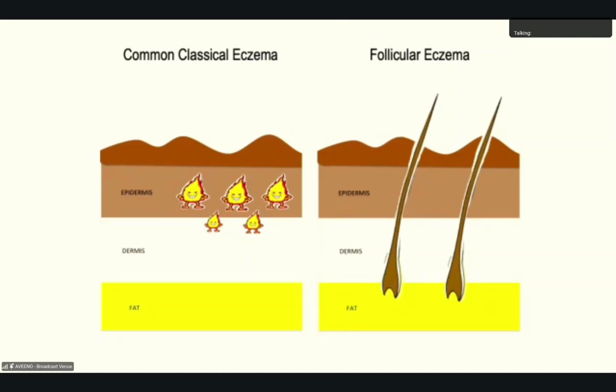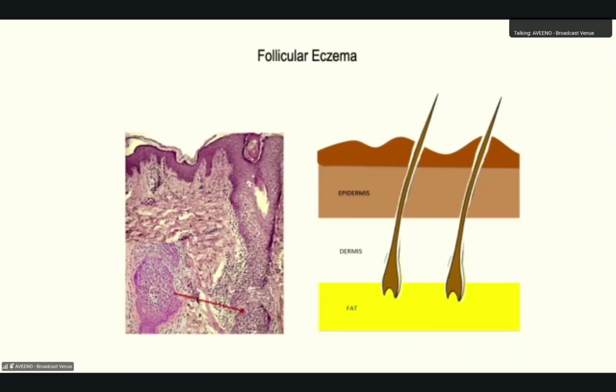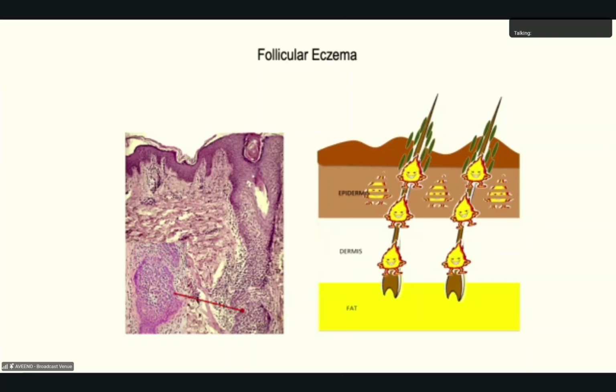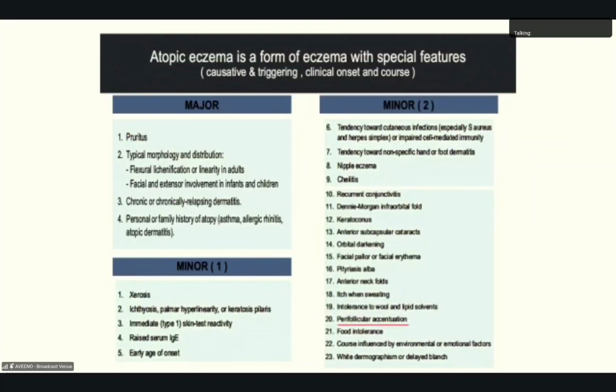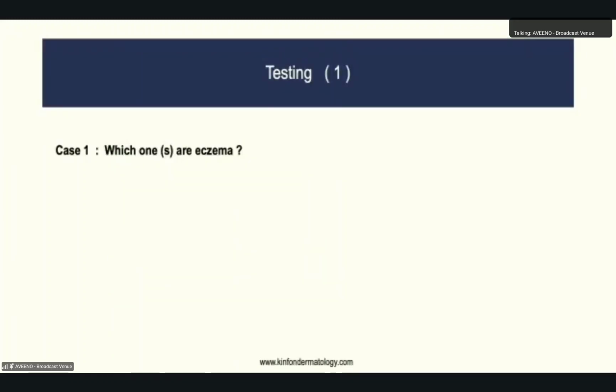This is a cross-sectional view to illustrate what I mentioned just now. Because the inflammation does not go horizontally, it goes vertically down, and it becomes very difficult for the medication to penetrate. We have thickened scales along the hair follicles. In fact, if you look at the Hanifin and Rajka criteria, one of the 23 minor criteria is perifollicular accentuation. So this is one of the features that you need to pay attention to.